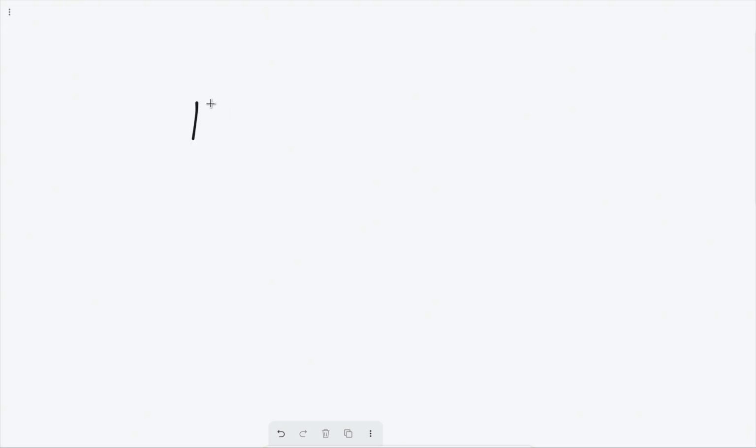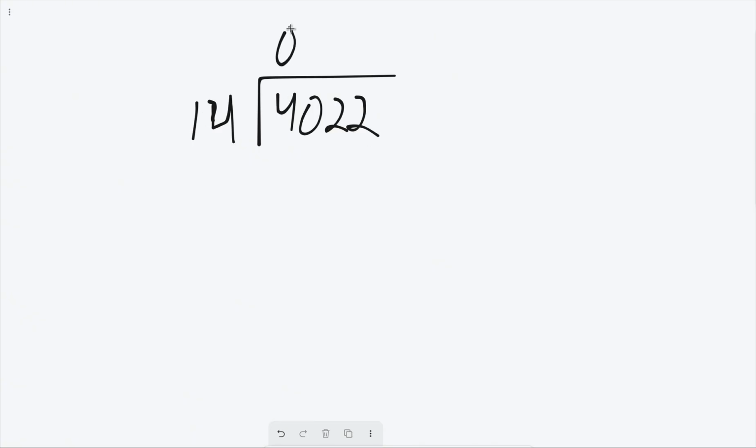Let's do 4,022 divided by 14. Give you time to pause and think. Okay, so let's see. How much times can 14 go into 4? 0 times, so we're not going to do anything. How much times can 14 go into 40? 2 times, so you write 2. 14 times 2 is 28. 40 minus 28 is 12. Then we bring down the 2.